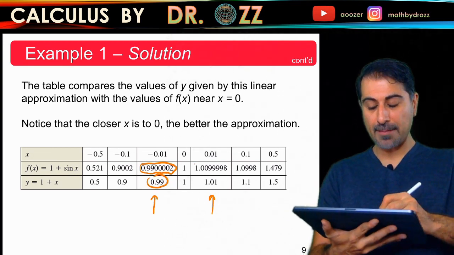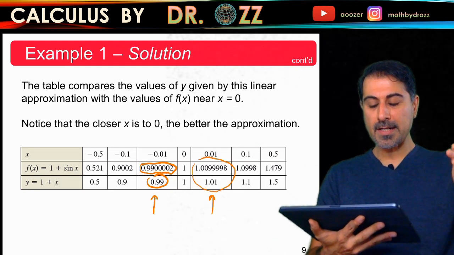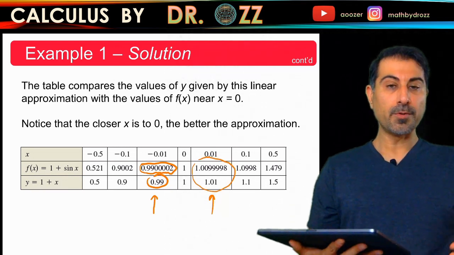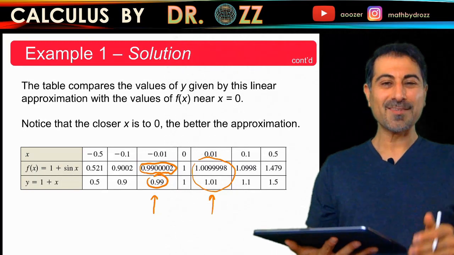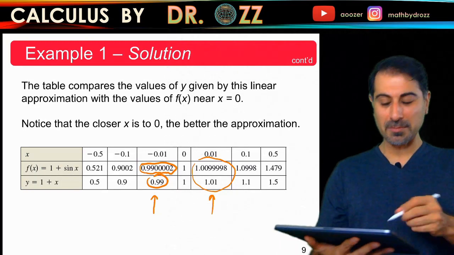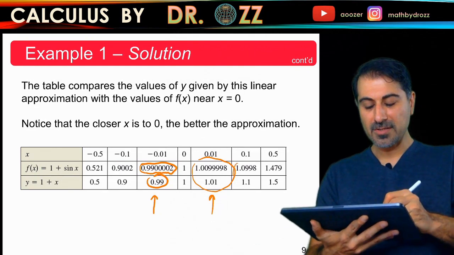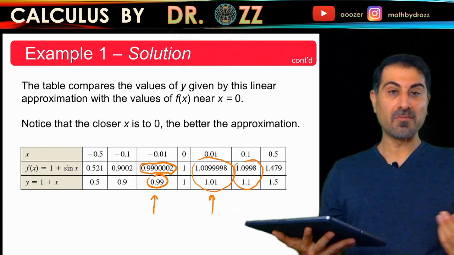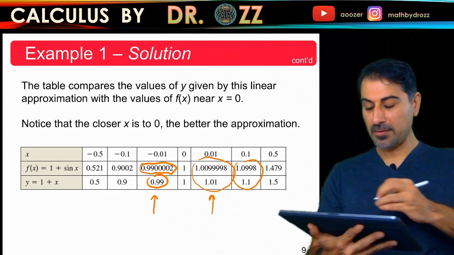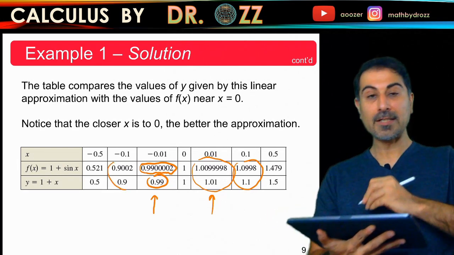And the same thing is happening here, right? 1.99998 versus 1.01. You just rounded it off almost, right? So 1.01 is a good approximation of that number. Here, you still have a good approximation, 1.0998 versus 1.1. That is pretty close, and same is happening here as well.